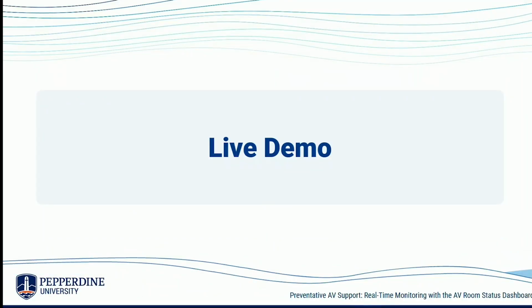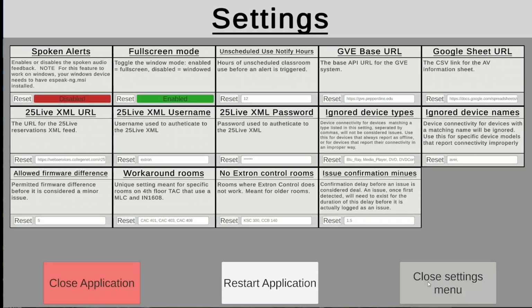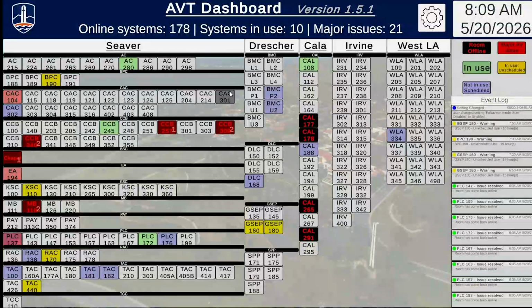So here I'll get into the live demo. So here's the AVT dashboard. This is running. I have to use a VPN to access it because of the network constraints that we have.